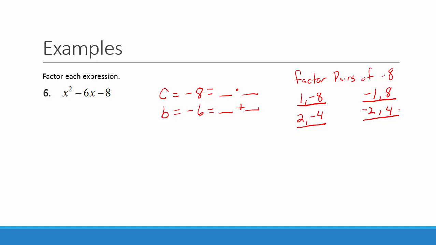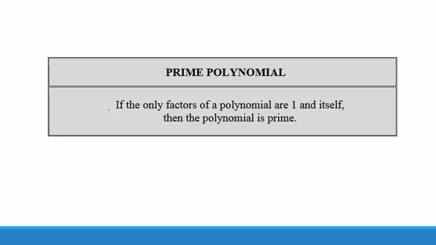None of these factor pairs of -8 add to give us -6. There is no factor pairs of -8 for which we get b, which is -6. So none of these will work. We've listed them all. So what we do is we say that this polynomial is prime. There is no way to factor this polynomial. A prime polynomial, if the only factors of a prime polynomial are 1 and itself, then the polynomial is prime.